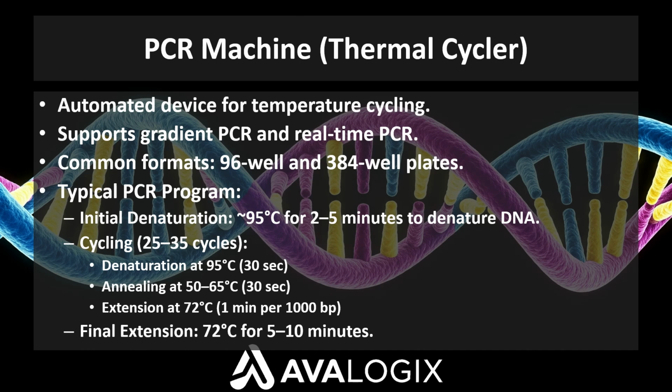Modern machines come with cool features, like gradient blocks to test different annealing temps in one run, real-time monitoring in qPCR setups, and even remote access via apps or cloud platforms. Handy in busy labs. And for your NEET prep, remember, the thermal cycler is what automates PCR. Temperature changes are programmed, not manual. It's the heart of PCR in every lab. So while it might not get the spotlight like DNA or Taq polymerase, the thermal cycler is the real workhorse behind the scenes.